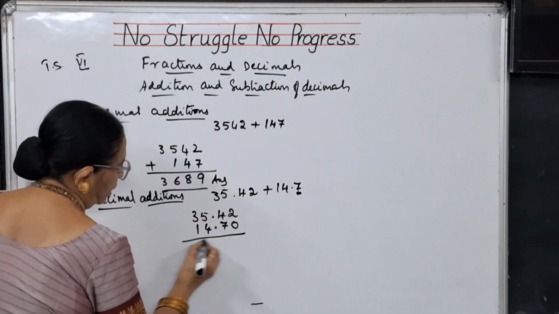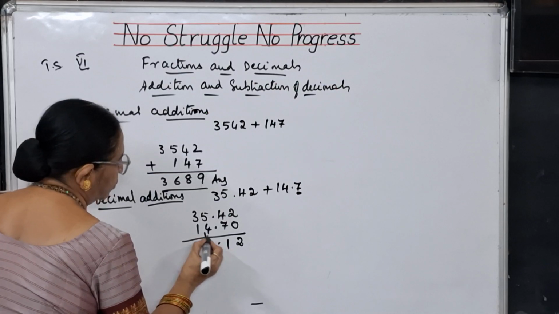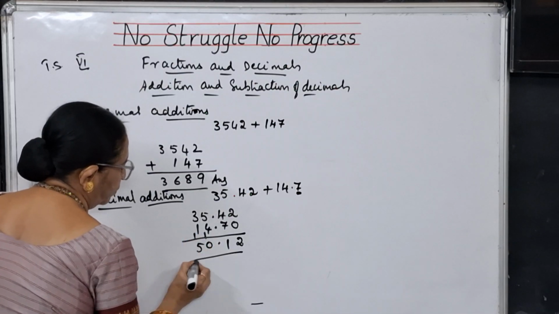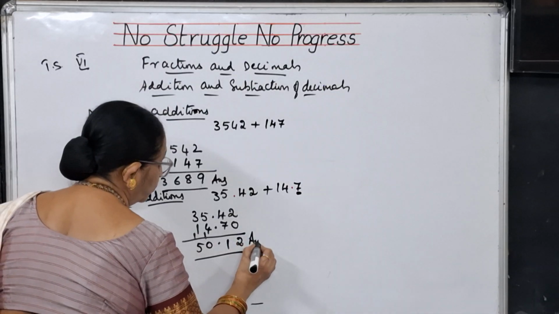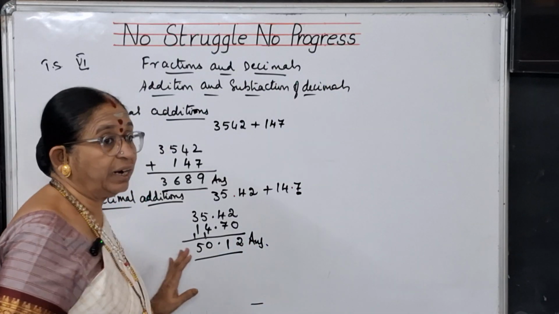So when you are adding, 2, 7 plus 4, 11, carry over goes there, 5 plus 4, 9, 1, 10, this is 5, 50.12 is the answer. So this is how you are going to add.